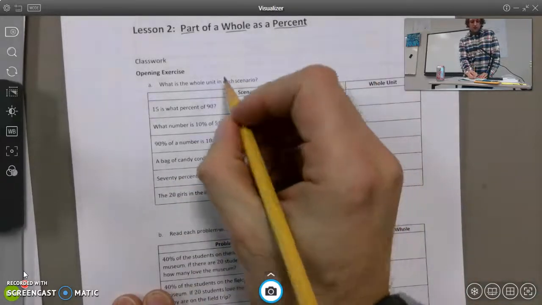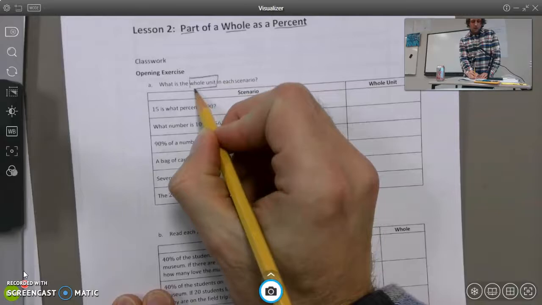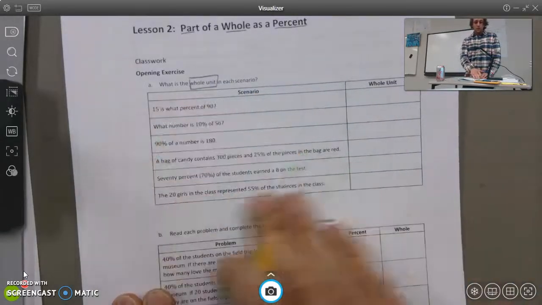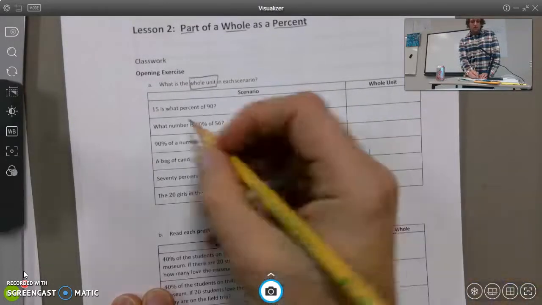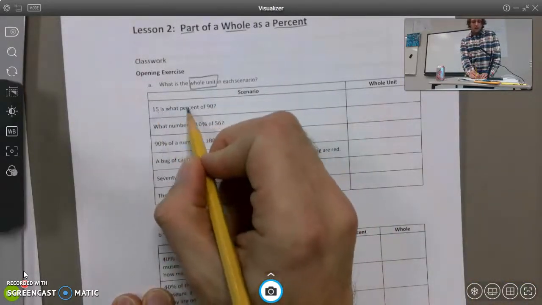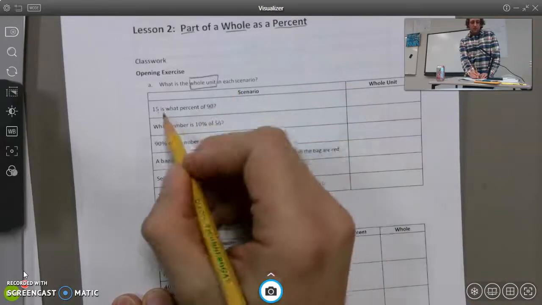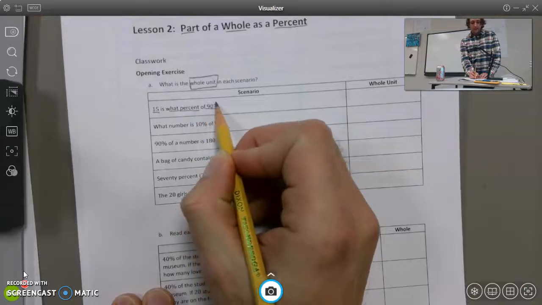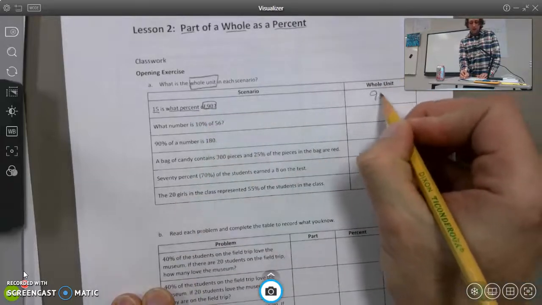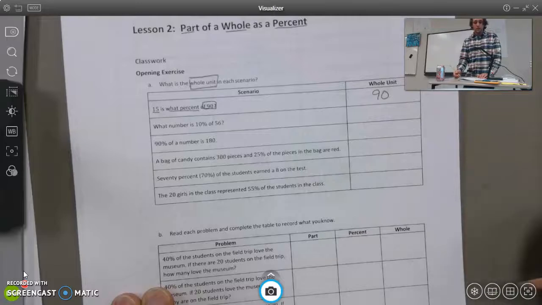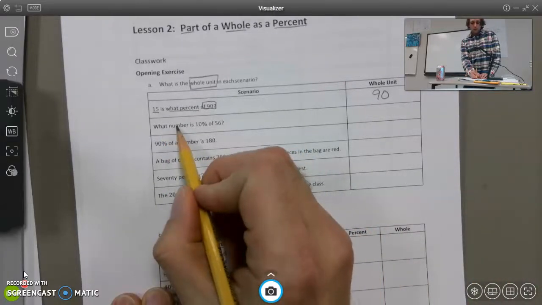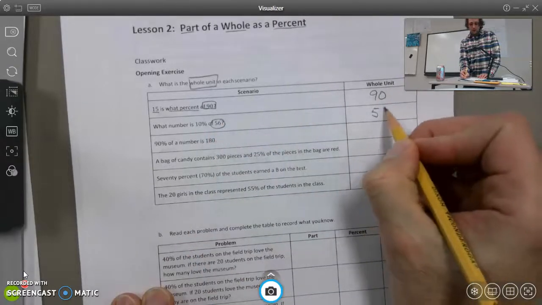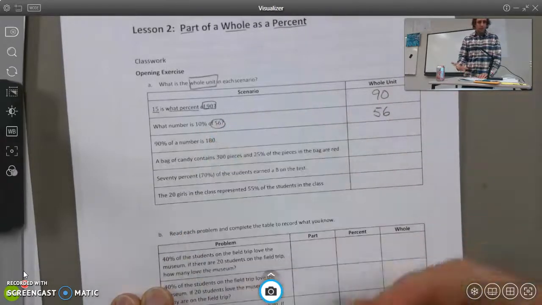On this first part, all you're doing is trying to identify what's the whole unit as we continue our study of percent. What is our whole unit in these 6 different scenarios? So for instance, 15 is what percent of 90? Well, here's your part. What percent, we don't know the percent, of 90. So that is the total. So 90 would be our whole unit that we're trying to find the percentage of. What number is 10% of 56? 56 is the whole unit. We know the percent, we don't know the part.